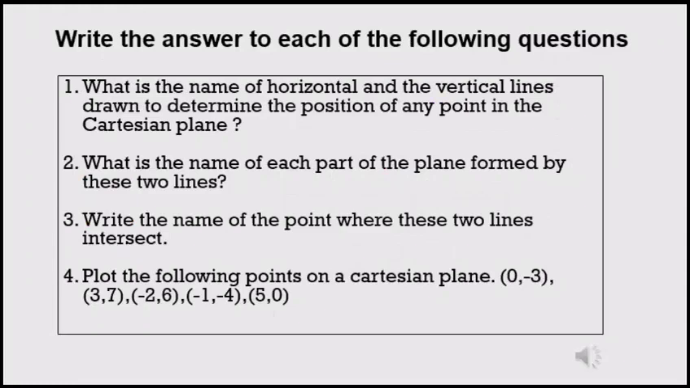Before concluding this chapter, I would like you to answer a few questions. First question, what is the name of the horizontal and vertical lines drawn to determine the position of any point in the Cartesian plane? Question 2, what is the name of each part of the plane formed by these two lines? Question 3, write the name of the point where these two lines intersect. Question 4, plot the following points on a Cartesian plane. Points are (0, -3), (3, 7), (-2, 6), (-1, -4) and (5, 0).